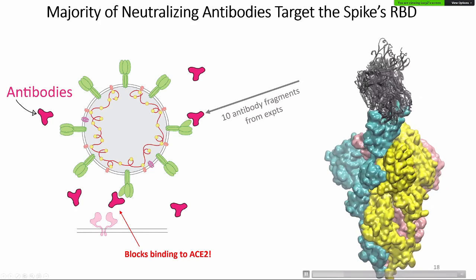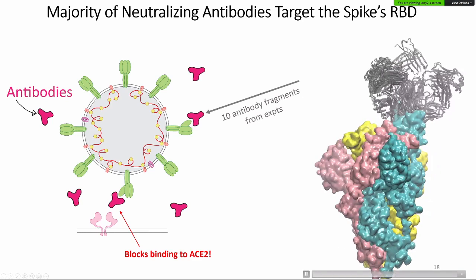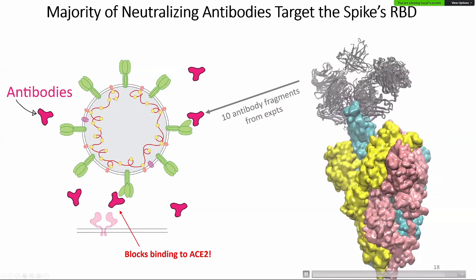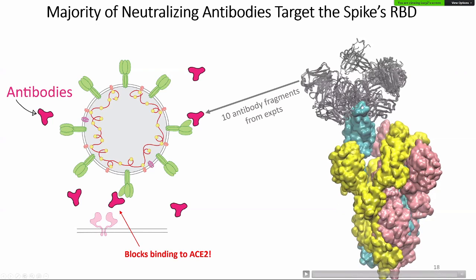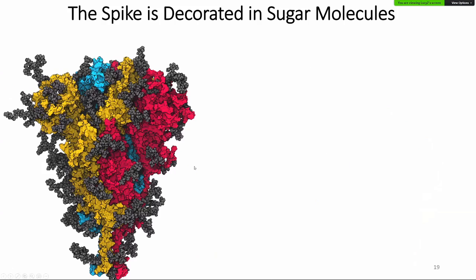And when we look at the experimental structures, that's exactly what happens. Here's the spike again. And up here in gray are 10 different antibody fragments bound to this same region, the same part that has to touch ACE2. So the majority of antibodies bind there, but why won't they bind to the closed spike? Why wouldn't they just bind the spike when it's closed and prevent it from opening? Surely that would stop it from binding ACE2, no.